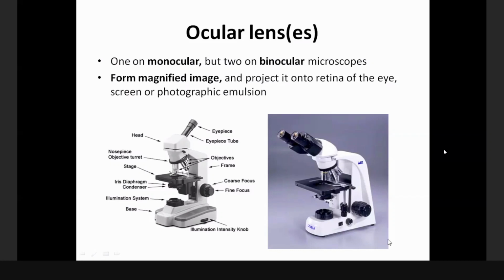If this one is, say, a 10 times magnifying ocular lens fitted to the microscope provided, you may use one objective lens. When you use the 4 times objective lens, the final magnification would be 4 times 10, 40. When you change it to 20, it would be 20 times 10, 200. If you are using the 10 times, it will be 10 times 10, 100 times. That's how you calculate your magnification of the image.